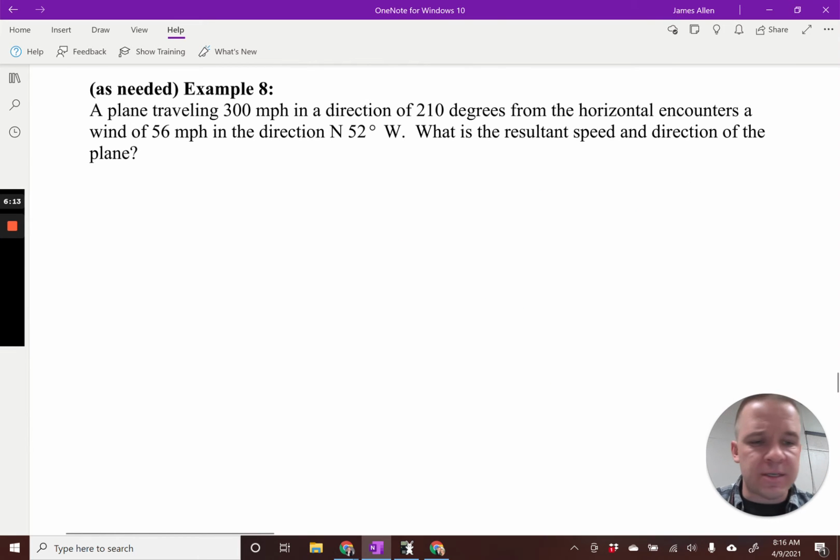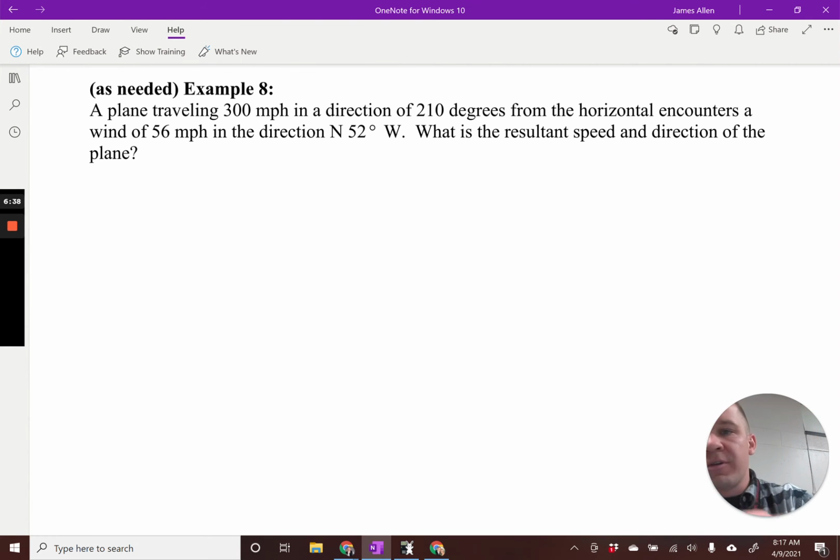All right, so we had one like this earlier on. We got a plane traveling 300 miles per hour in the direction of 210 degrees from the horizontal, so from that positive x-axis, encounters a wind of 56 miles per hour in the direction of north 52 degrees west. So we've got 2 different types of direction going on here. One in our trig, right, from the positive x-axis, and one as compass direction. What is the resultant speed and direction of the plane?